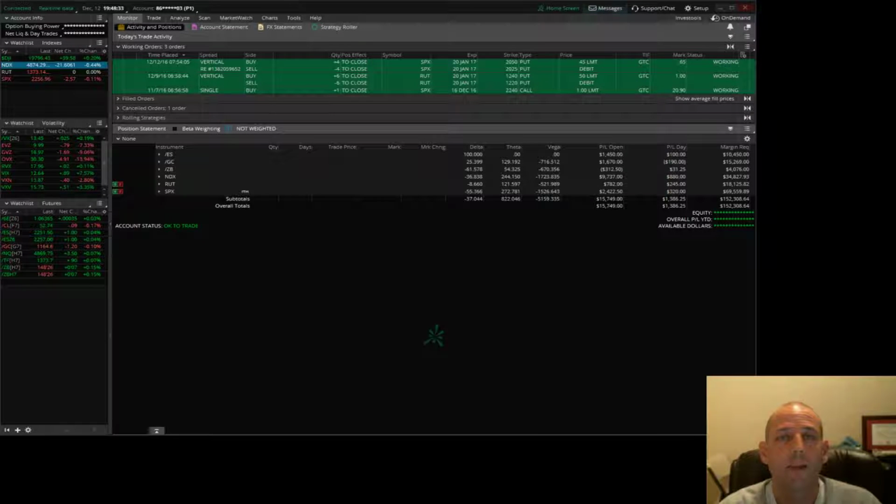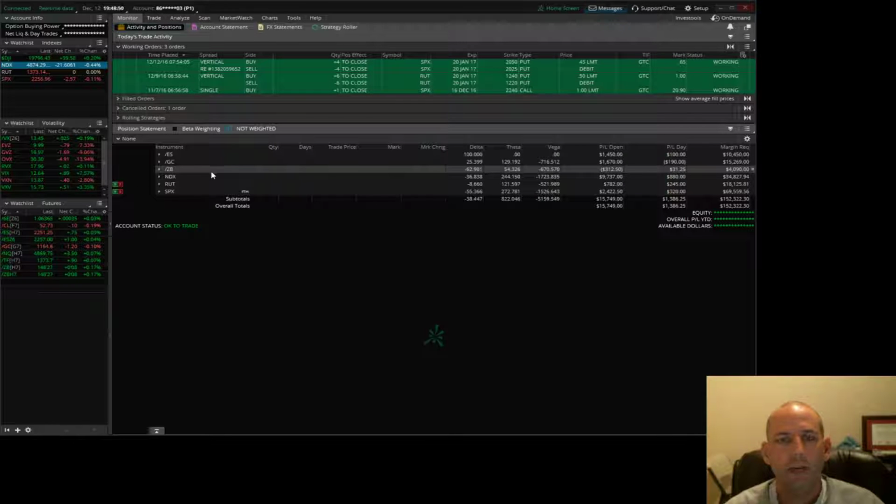Well, hello there. Based on a request from a friend, I decided to show my positions on my brokerage account. So this is Thinkorswim by TD Ameritrade. That's the brokerage I use. And here you can see my working orders and my currently open positions.